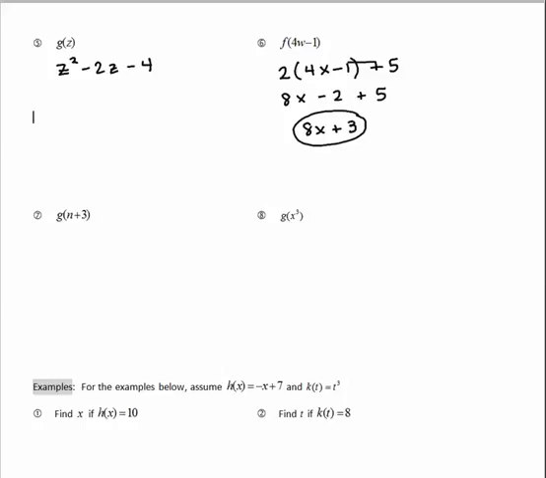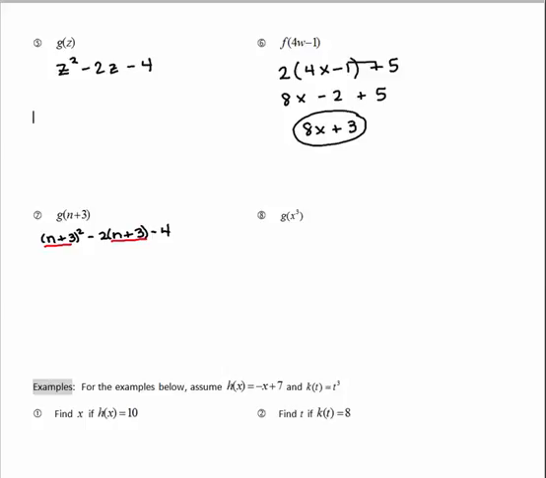In number 7, I want to take g of n plus 3. So I'm going to replace the n's in the g function with n plus 3's. So first of all, I'm going to get n plus 3 squared. And then I'm going to subtract 2 times n plus 3 minus 4. Notice each place I had an n, I've now replaced it with an n plus 3.